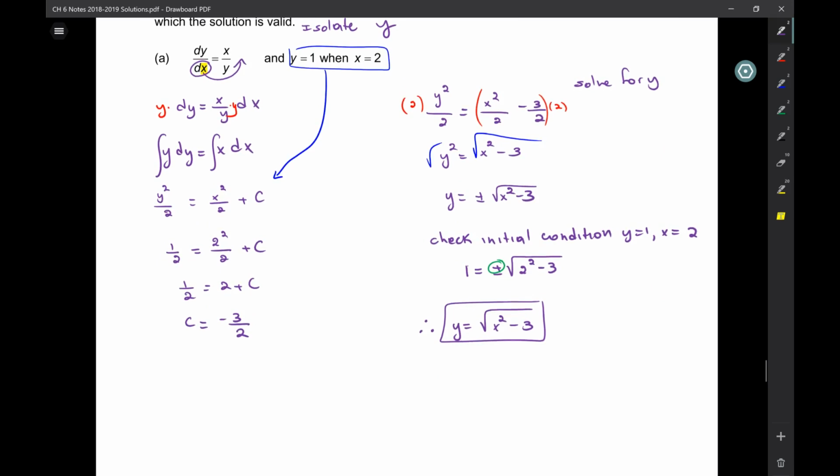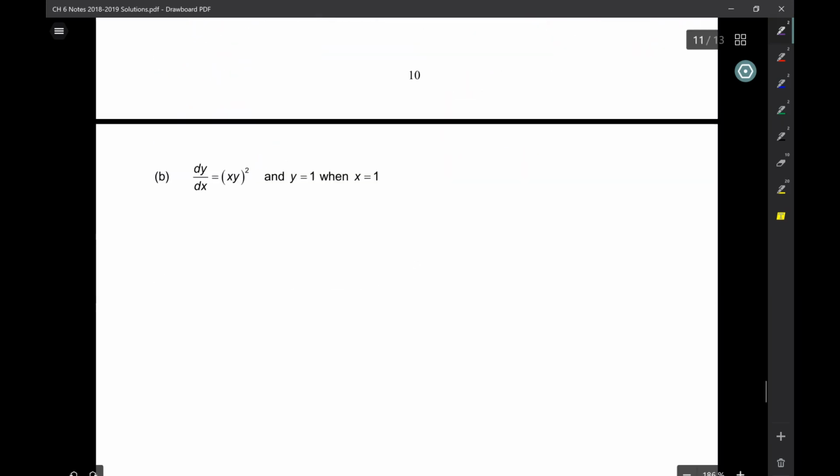Then you have to check to make sure you have the right domain. So when it says indicate the domain over which the solution is valid, that's partly what we're doing here. That's the domain. Okay, let's do one more.